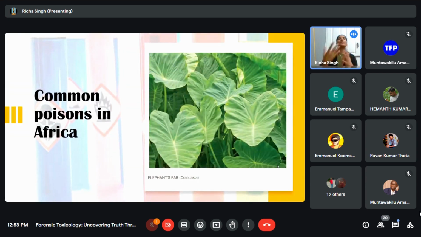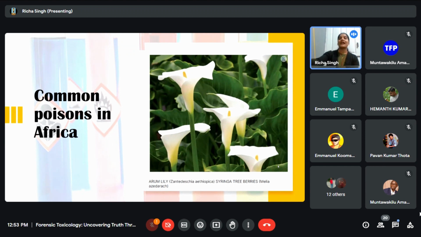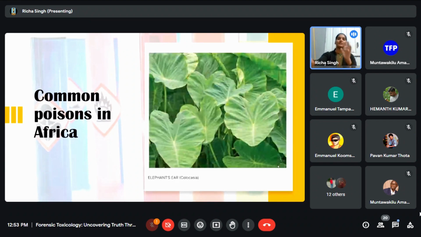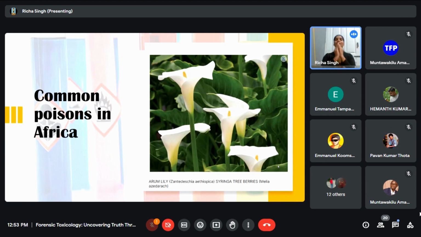Now, moving further, what are some of the common poisons which we find in Africa? So we find elephant's ear, which is also known as colocasia. We have arum lily, and then we have Nerium oleander. If we talk about the mechanism of action of colocasia and arum lily, they both have oxalic acid type behavior, meaning they have calcium oxalate present in their leaves, which people there in Africa think is good for them.